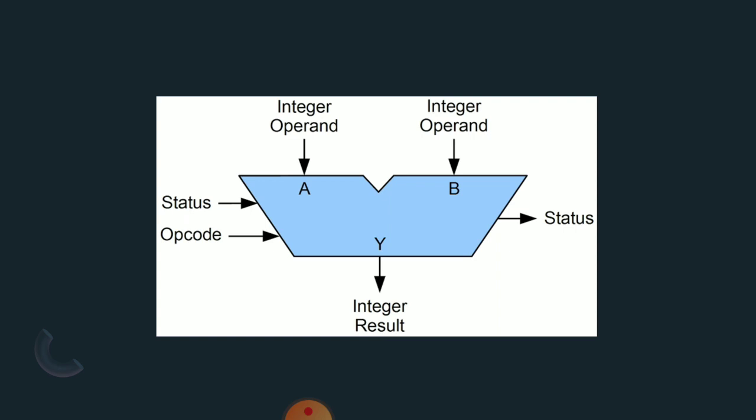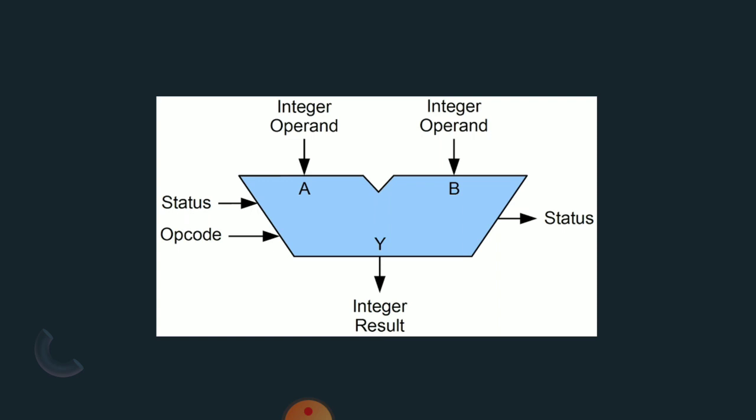The formula for adding two numbers is a plus b. Here a is your first integer operand, and b is your second integer operand. An opcode is the instruction code that says what to do, so a plus b should be done, and a plus b gives you y, the integer result. That way your ALU unit calculates addition. If you want to do division, you give the opcode as division, then a will be divided by b and you get the result y. This way you can perform all arithmetic operations.